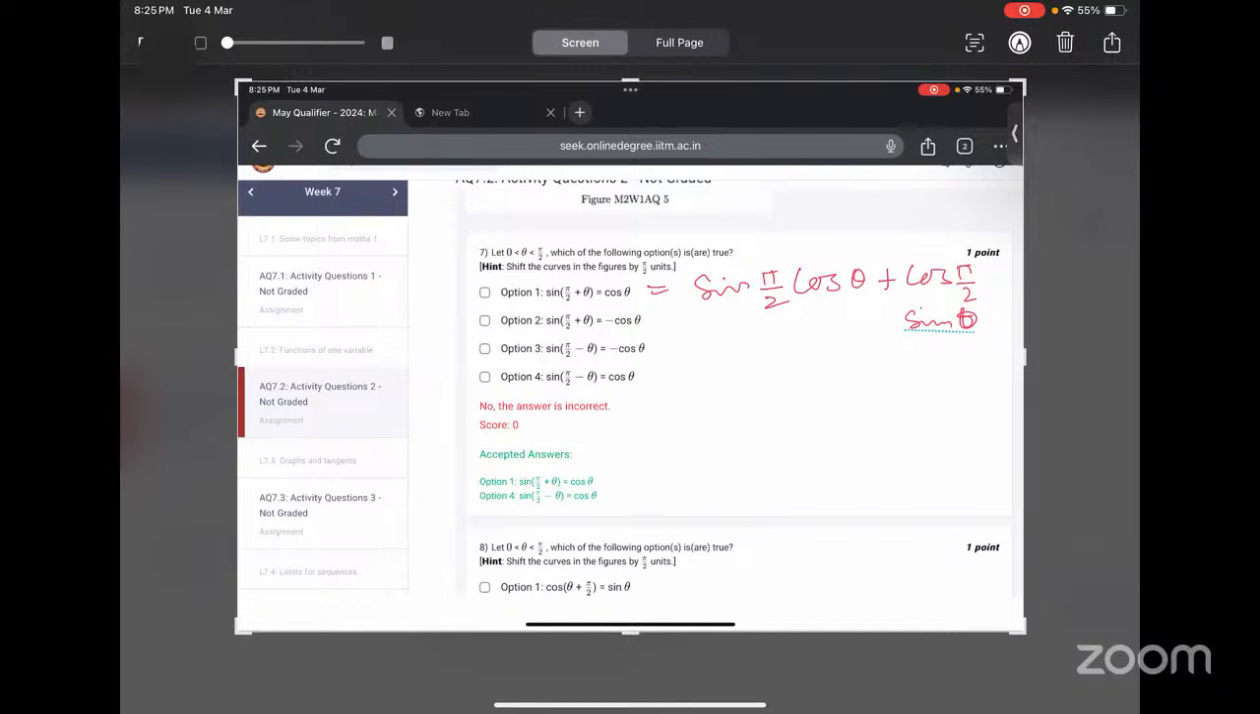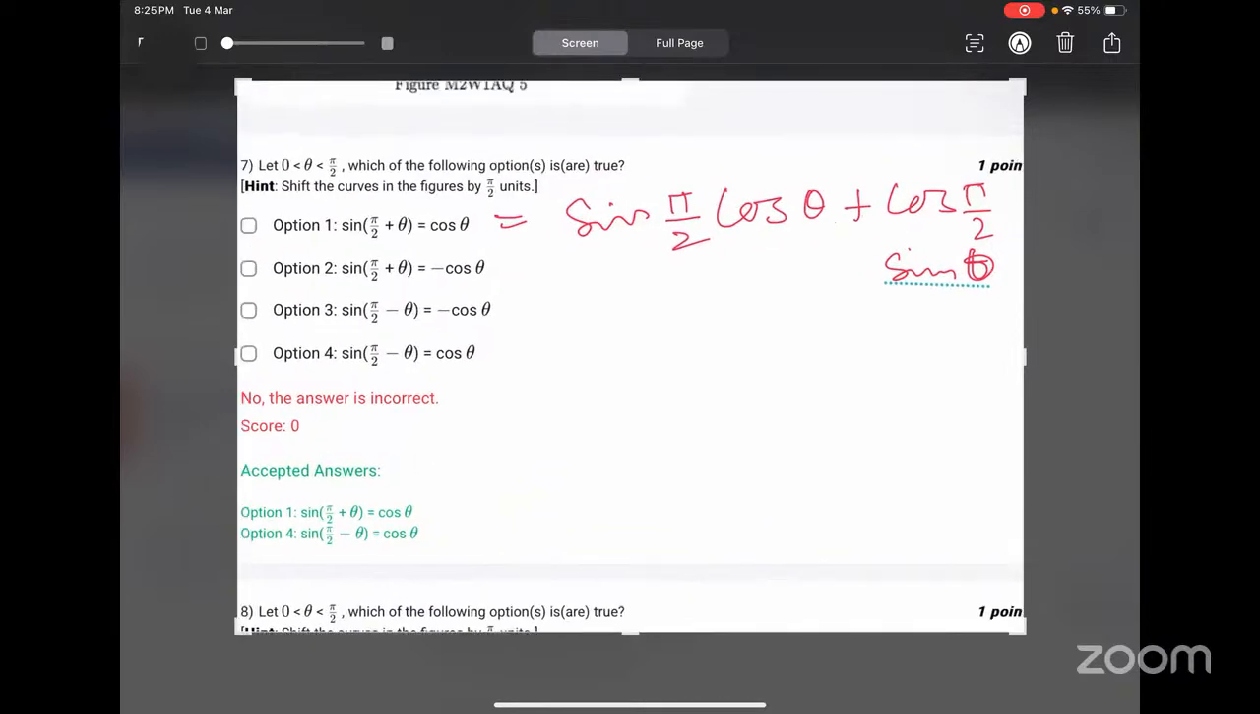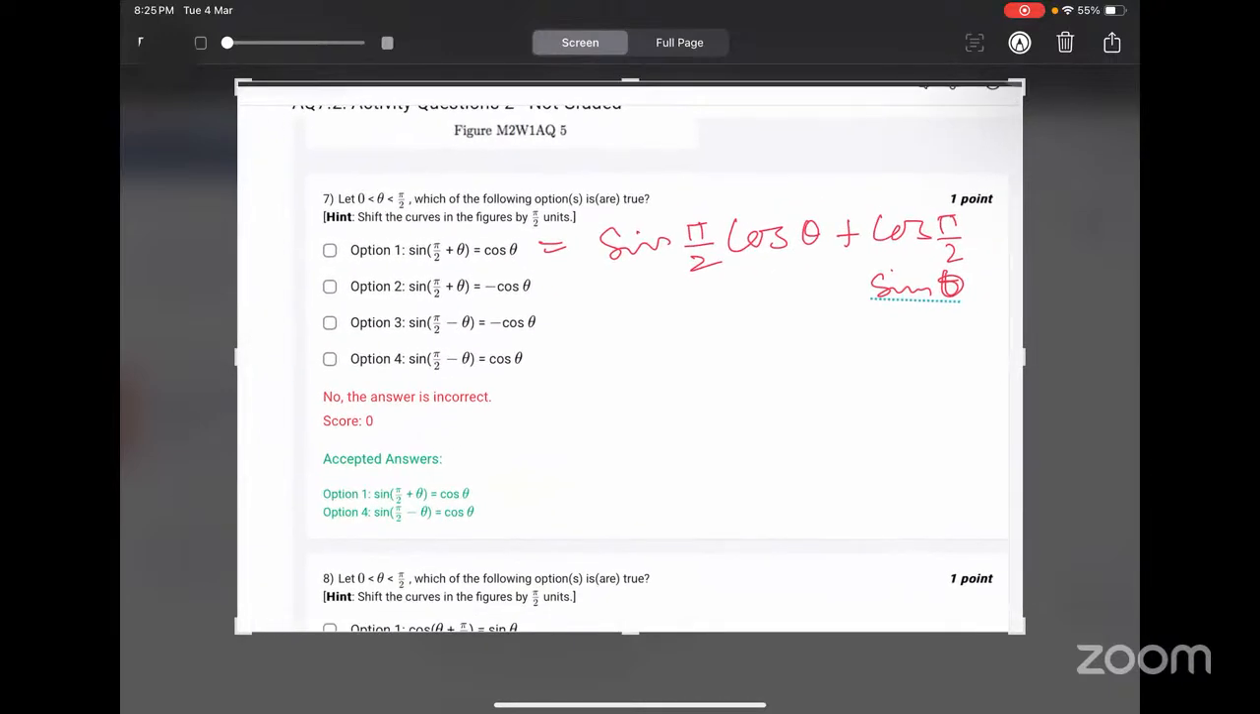Yeah, sure. I will help you relate this. No worries. So sine pi by 2 plus theta we can express in this form, right? Sine x plus y formula. Then what is the value of sine pi by 2? 1. And cos pi by 2 is 0. So cos theta is the answer. That means this is correct.